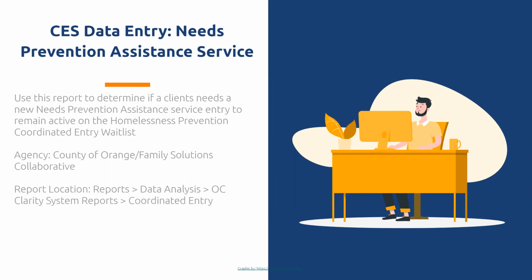Same as above, you would want to make sure that you're logged into HMIS under either the County of Orange or the Family Solutions Collaborative. And the report is located on the Data Analysis tab under the OC Clarity System Report section, but under the Coordinated Entry section of that list.